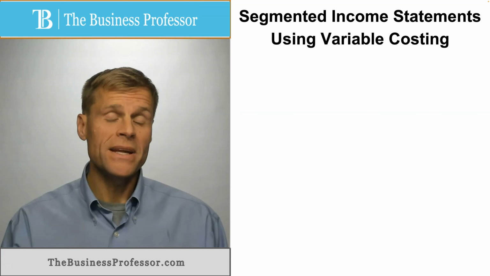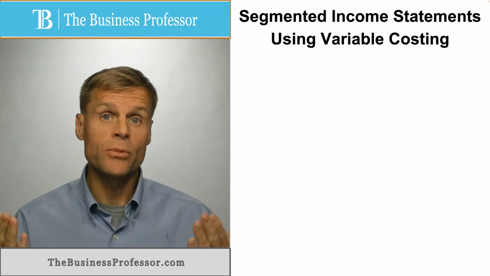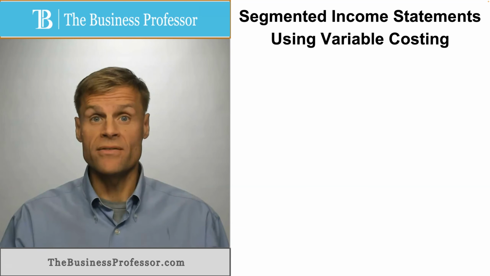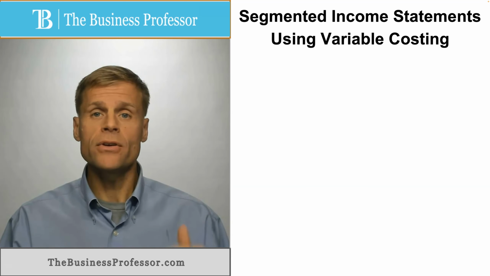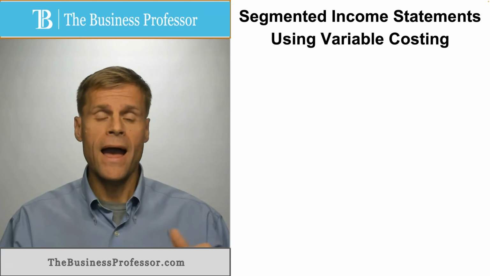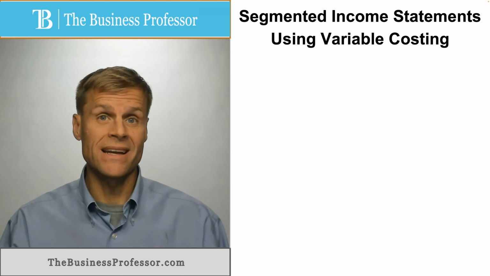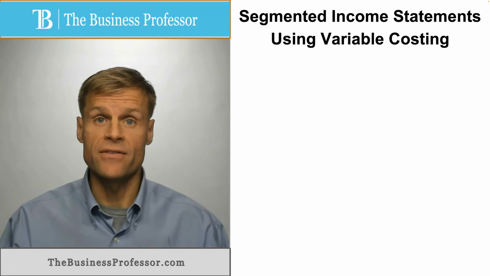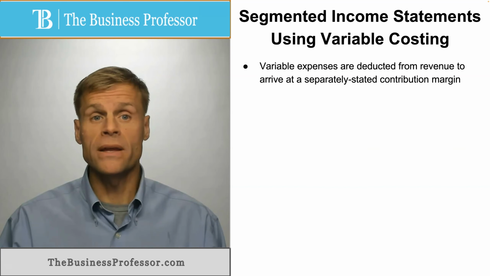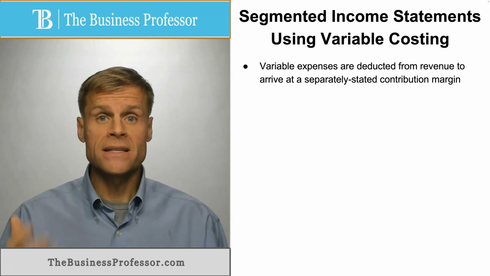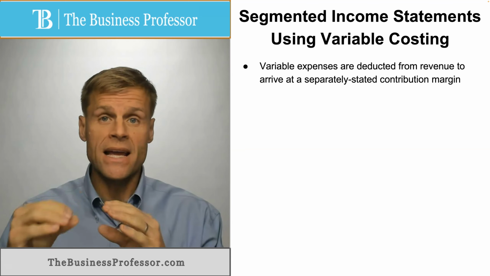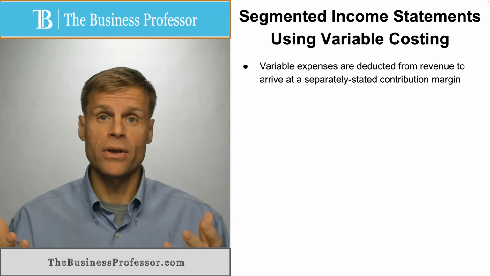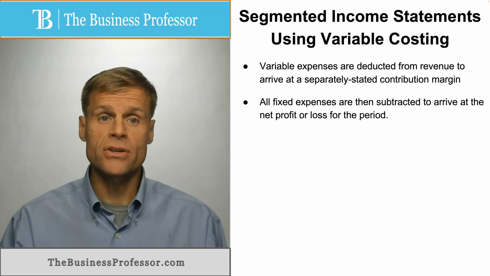What is a segmented income statement using variable costing? Or restated, what is a variable costing income statement? Well, basically, it's a different approach to how you arrive at your contribution margin and how you treat fixed and variable costs. So to start with, all your variable expenses are deducted from your revenue to arrive at a separately stated contribution margin. So that's the segmented element to start with.